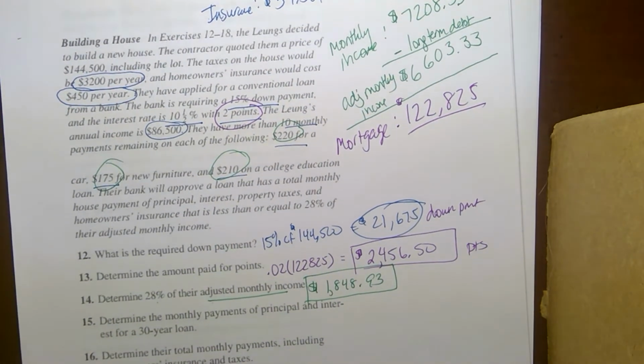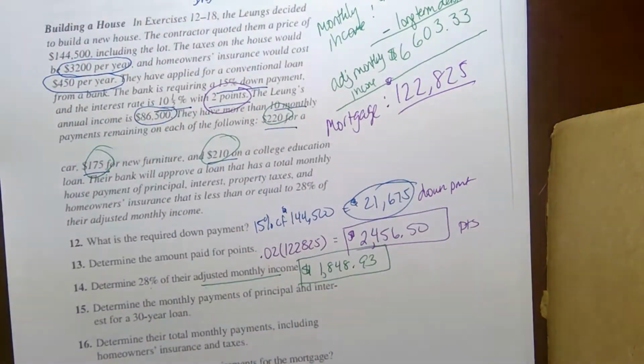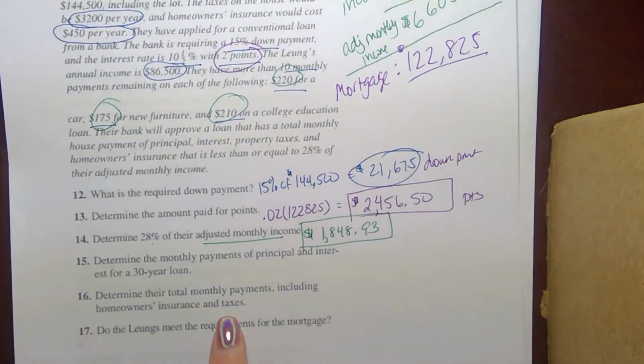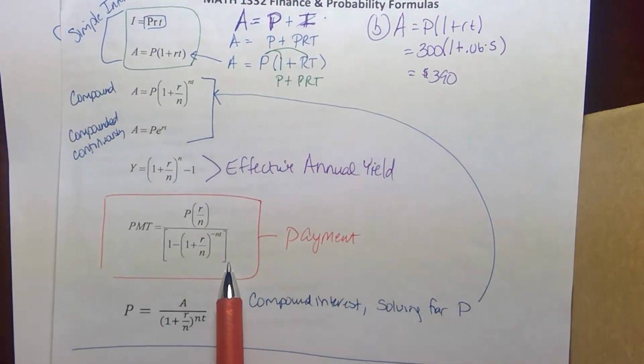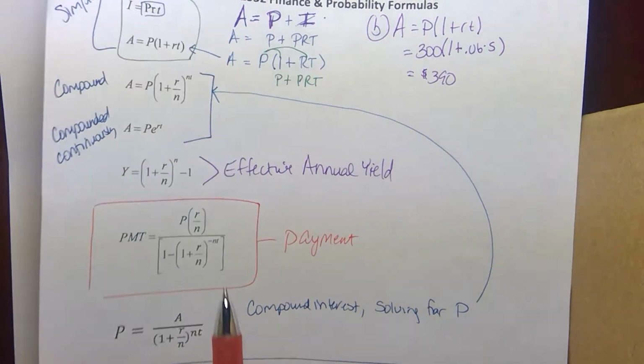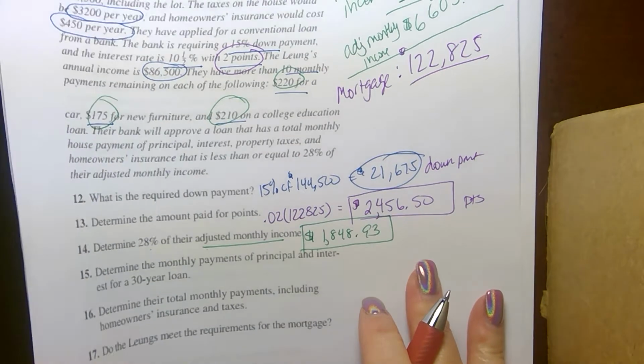All right, next step. I need to figure out the monthly payment for principal and interest. Sorry, I've got desk issues. I need to determine the monthly payment of principal and interest for the 30-year loan. Well, I need to pull out my payment formula. So I go look at my formula sheet. There's my payment formula. That's that big convoluted formula that we don't have to memorize because you're going to be able to use your formula sheet.